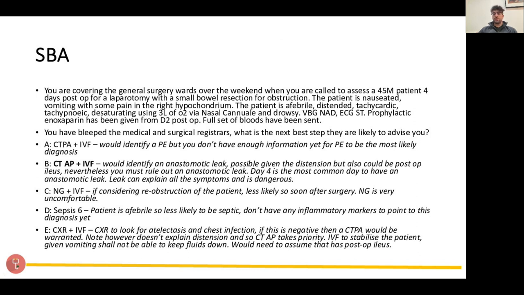Now moving on to NG plus IV fluids. If you're considering that the patient would be reobstructed or has an ileus, a reobstruction is less likely so soon after surgery. An ileus is very common and quite likely. However, a CTAP is used to sort of rule this out and compare this to an anastomotic leak, which we'll get to.